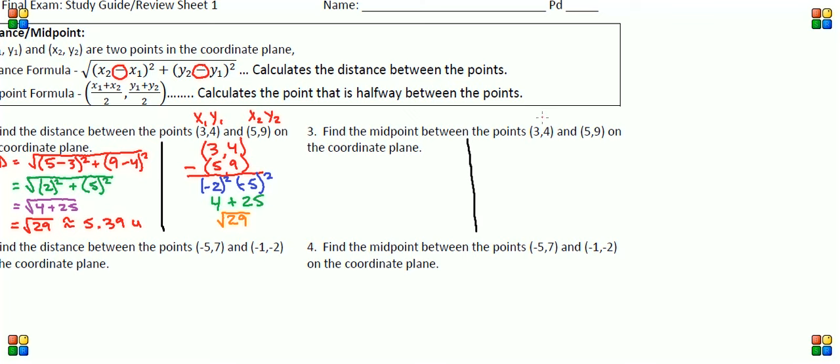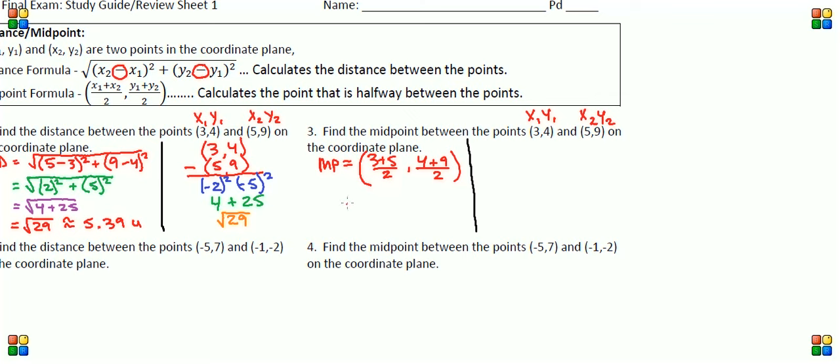Again, it's nice for us to label our coordinates to use the midpoint formula. So x sub 1, y sub 1, x sub 2, y sub 2. And let's go ahead and plug those in. So the midpoint is going to be equal to x sub 1 plus x sub 2, so 3 plus 5 over 2. There's our x coordinate of our midpoint. And then y sub 1 plus y sub 2, or 4 plus 9 over 2. There's our y value of our coordinate.